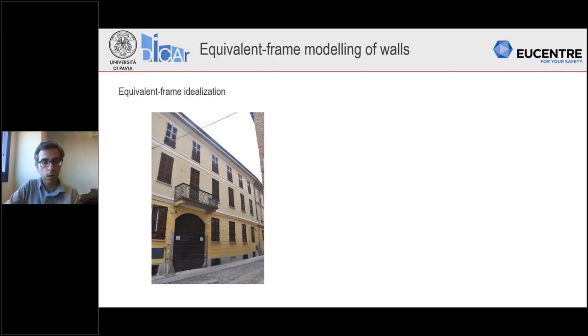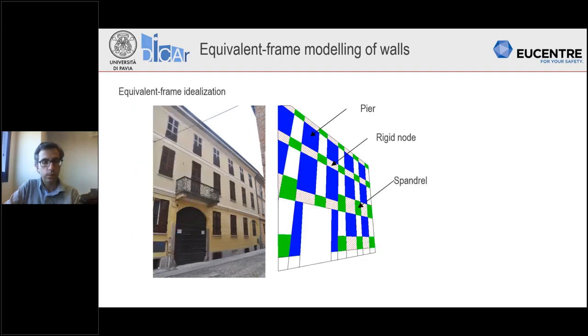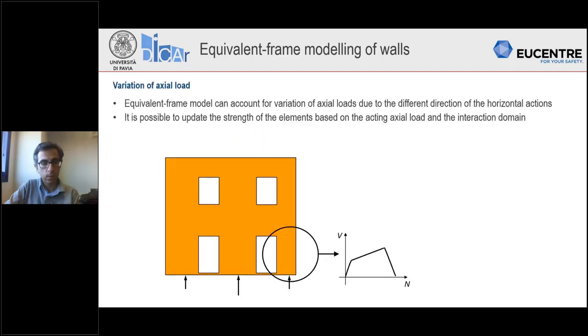So you can see the wall and its schematization with piers, spandrels, and rigid nodes. As I was saying, equivalent frame model can account for the variation of axial load, which can take place during nonlinear analysis and actually also during the real behavior of the building under an earthquake.